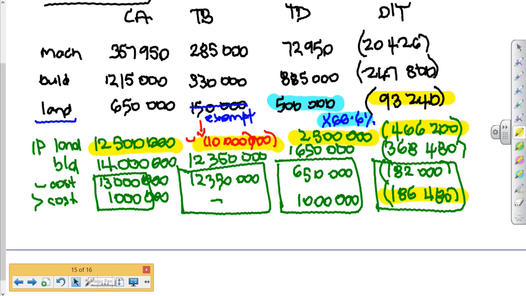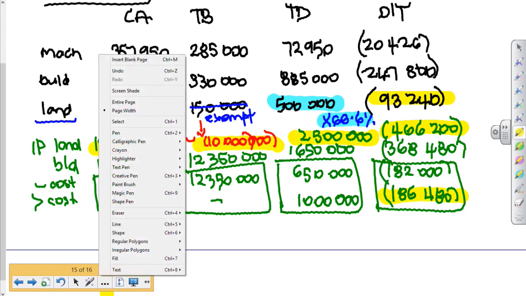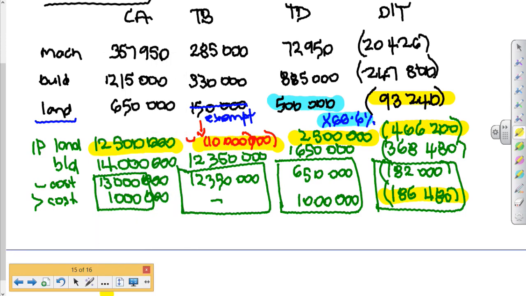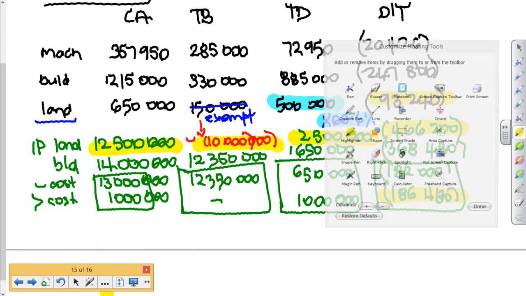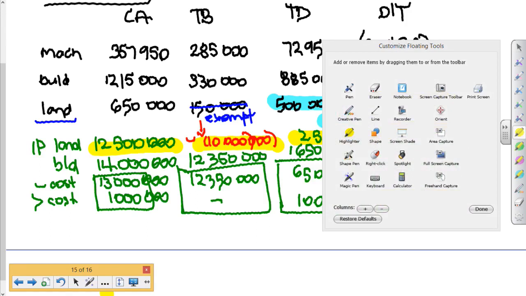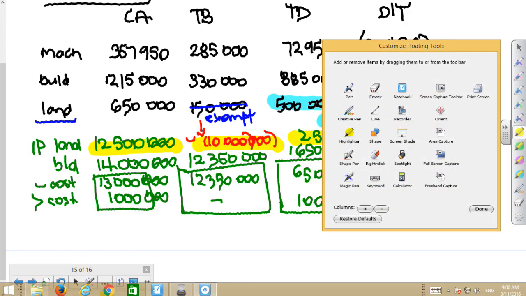I think there's a little calculator. No. Oh, it's not here. There is a little calculator here. Let's just do it. Let's just check it quickly. Calculator.